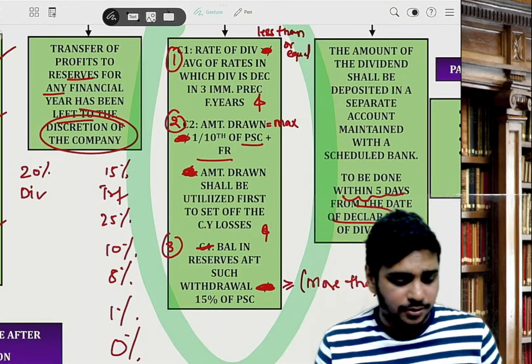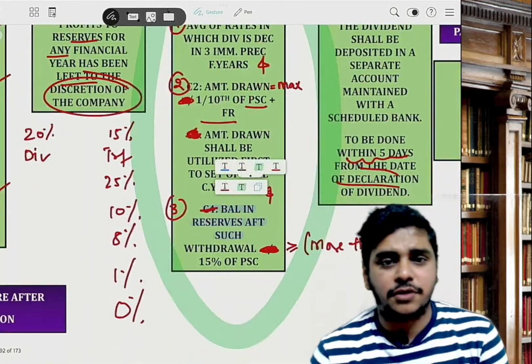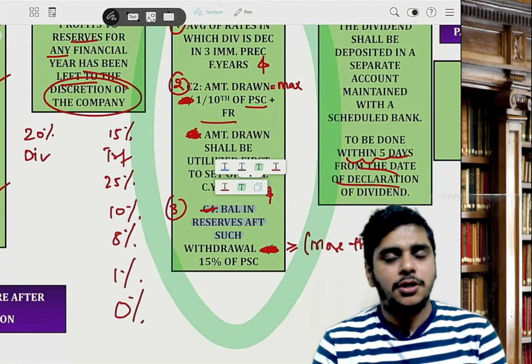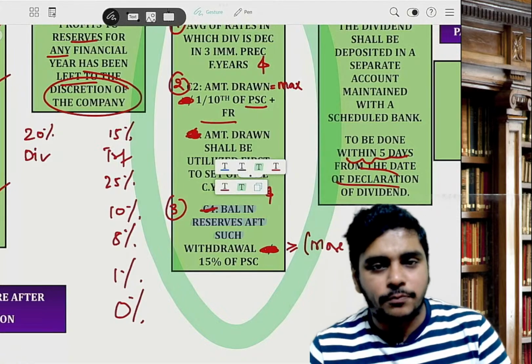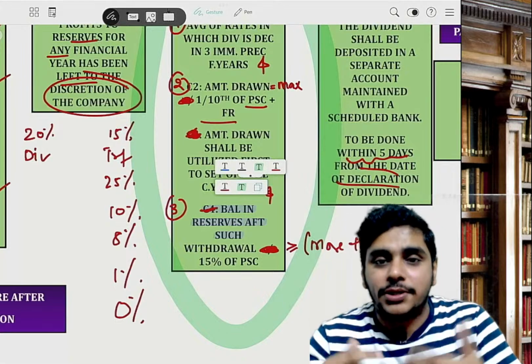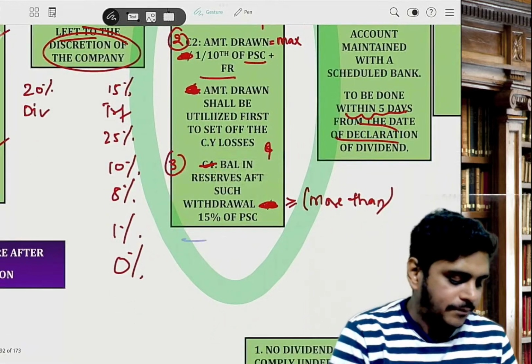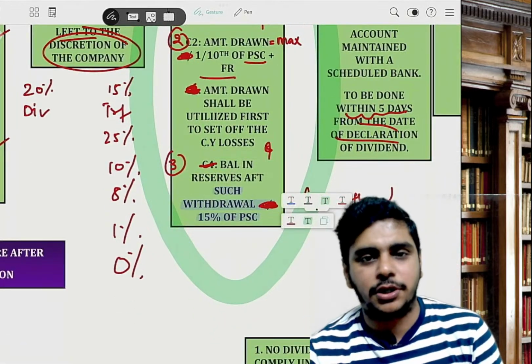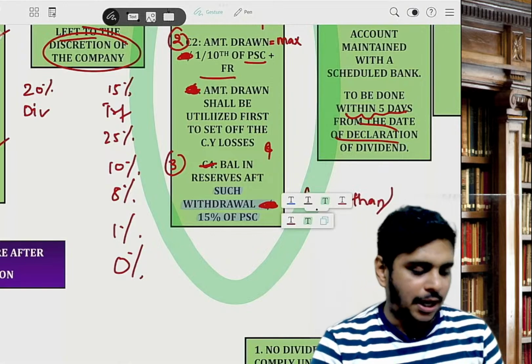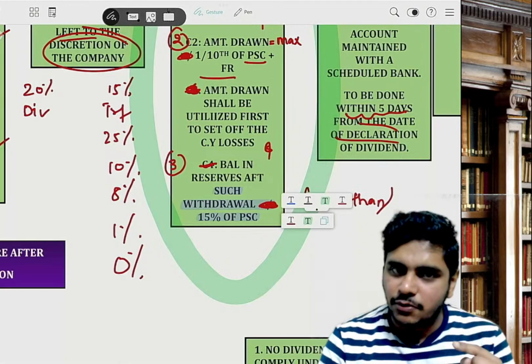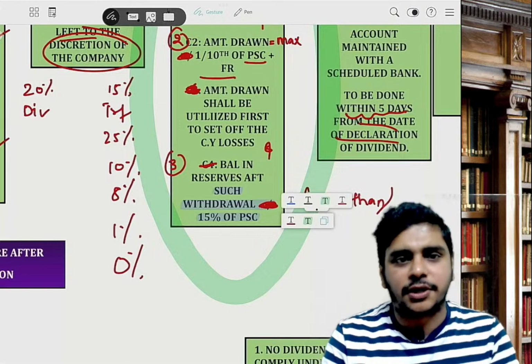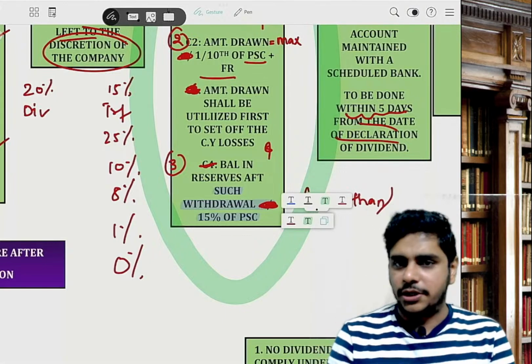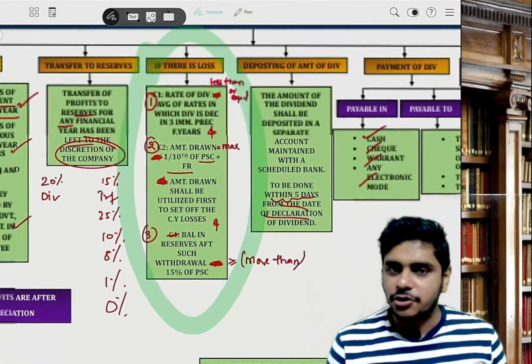And the third condition is the amount in reserve after withdrawal. The balance of reserves after withdrawal should be more than or equal to 15% of paid up share capital. So the first condition is less than or equal to, the second is less than or equal to, and the third is more than or equal to. So you have to check 3 conditions.